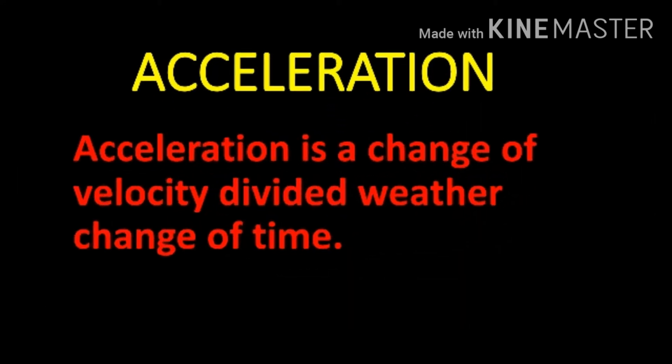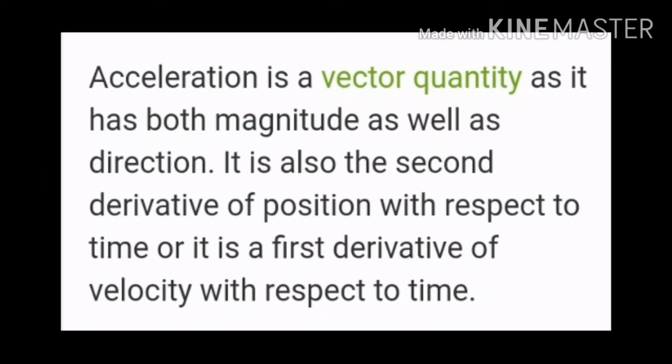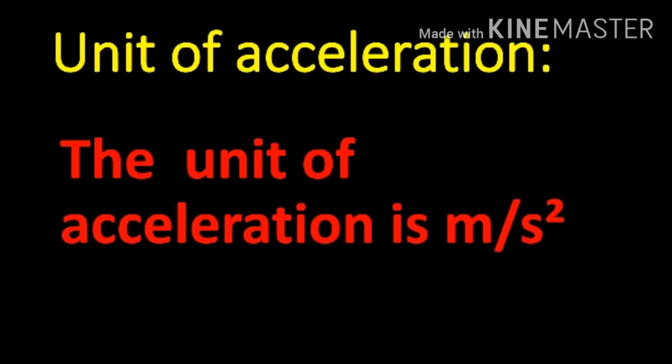Acceleration. What do you mean by acceleration? So, acceleration is the change of velocity divided by the change of time. In simple words, we can say that acceleration is defined as the rate of change of velocity with respect to time, where acceleration is a vector quantity as it has both magnitude as well as direction. It is also the second derivative of position with respect to time, or the first derivative of velocity with respect to time. Now, what is the unit of acceleration?